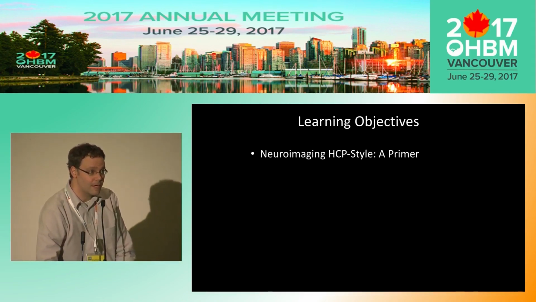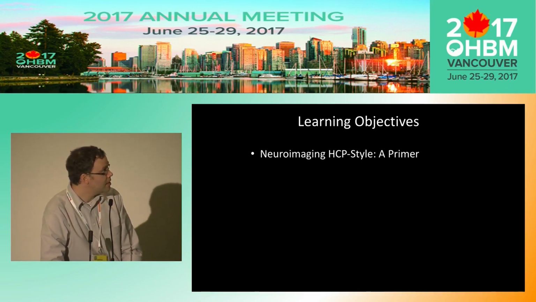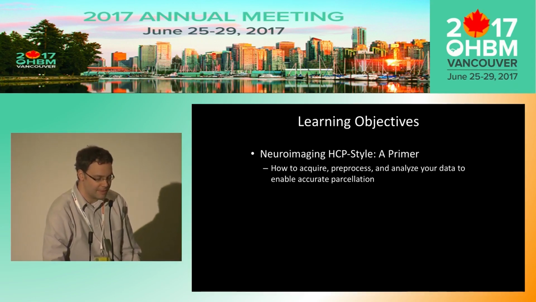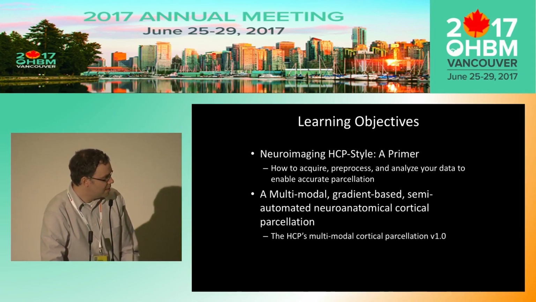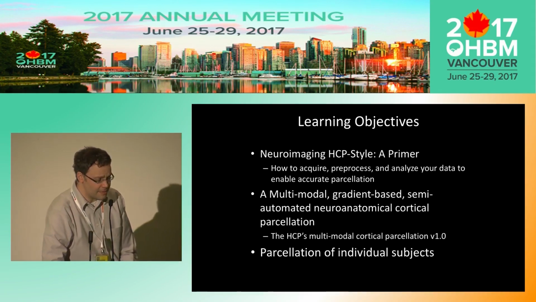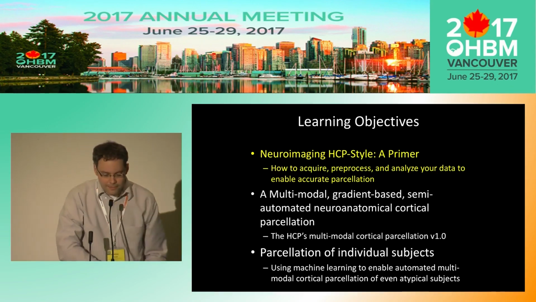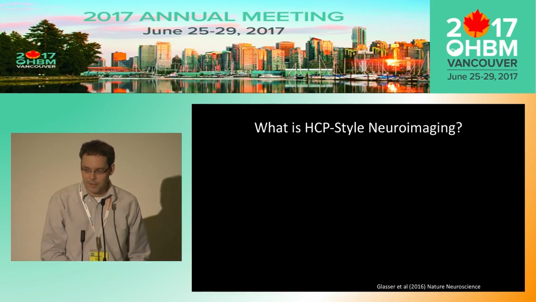have done our neuroimaging processing to enable more accurate delineation of boundaries in the brain. Basically, how to acquire, pre-process, and analyze your data to get as accurate a parcellation as you can. I'll talk about the multimodal gradient-based semi-automated parcellation that you saw a preview of for one of the areas. And then a little bit about individual subjects using the same machine learning algorithm, actually, that Avi was already telling us about. So first, how should we be analyzing our data to maximize our ability to accurately parcellate things?